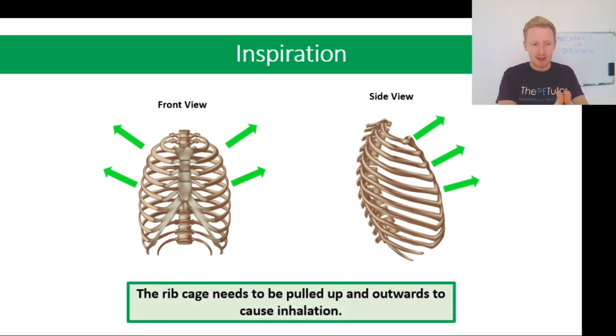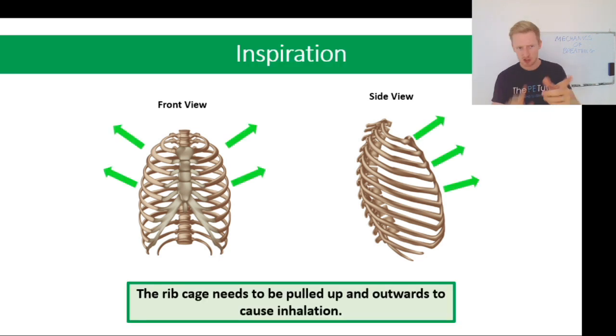Well, the rib cage needs to be pulled upwards and outwards. Okay, up and out. It's important that you remember those two phrases, up and out, because for expiration, as you'll see in a moment, it's the reverse, down and in. So up and out for inspiration, down and inwards for expiration.